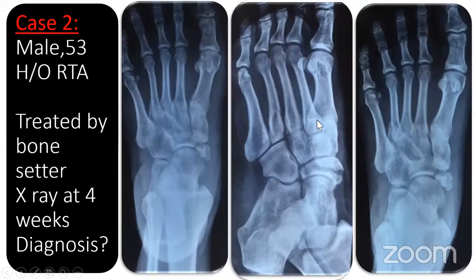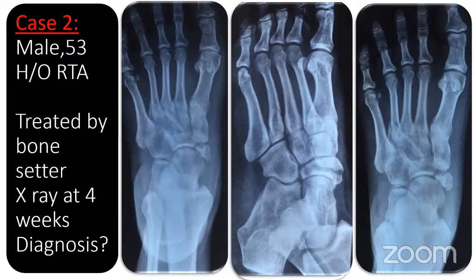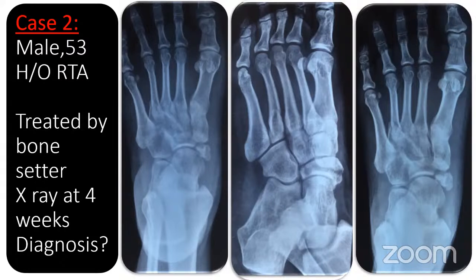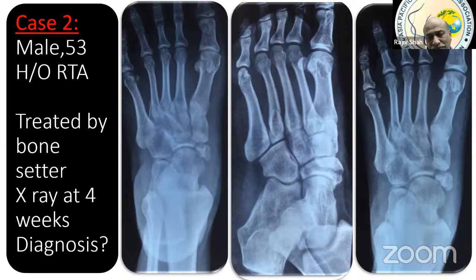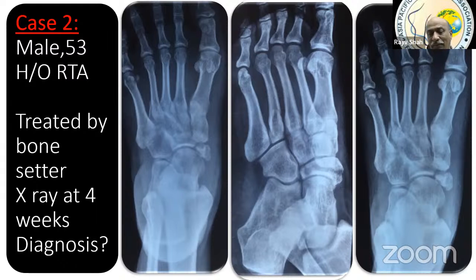No, fixing. It's a larger fragment involving the... Dr. Vishal, Dr. Ganesh, yes, let Dr. Vishal answer. Dr. Vishal, why would you fix it? Exactly. And would you only fix, and how would you fix? Either screw or plate. That's all, or anything else you would do? Bone graft. Bone graft, absolutely. Because at four weeks you don't want to shorten it. Yes. Because you don't want to shorten the navicular articular surface.